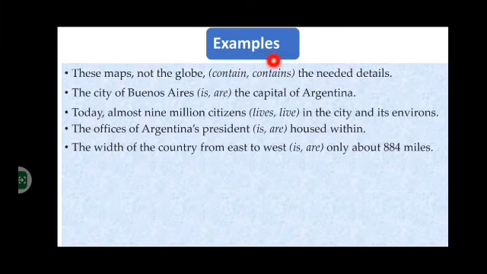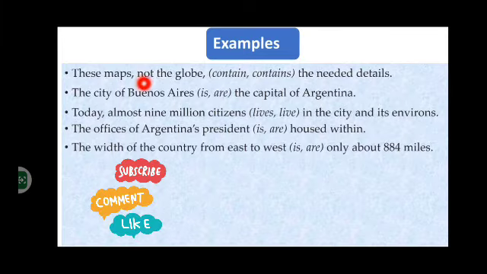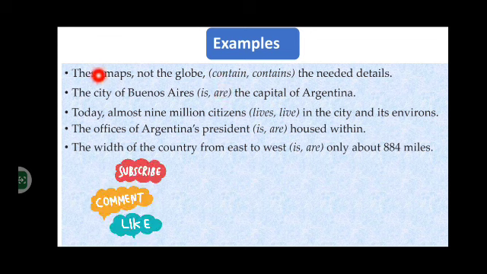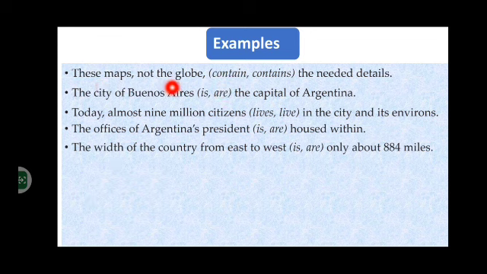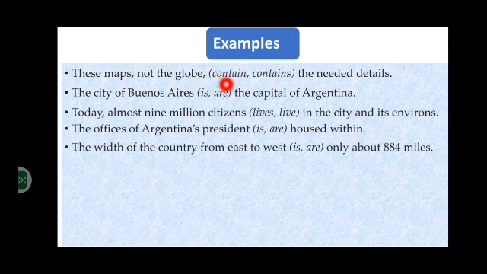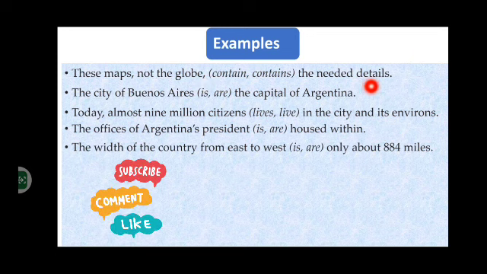Here we have some more examples. "These maps, not the globe, ___ the needed detail." So what is the correct verb form which agrees with the subject? The subject we have is these maps. The subject is not the globe. So that's why we will use "contain" here. "These maps, not the globe, contain the needed detail."